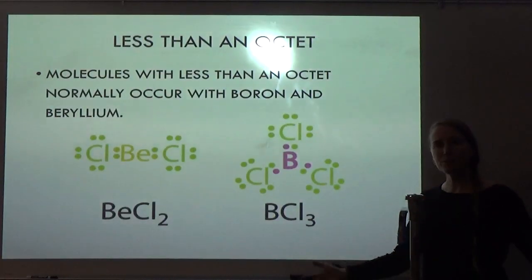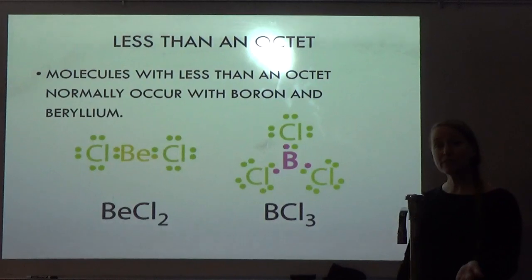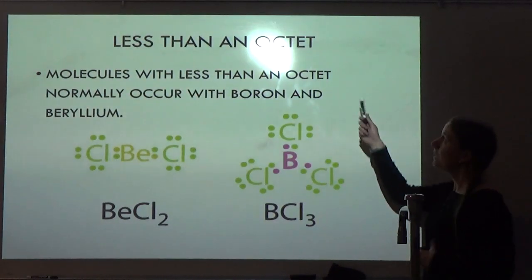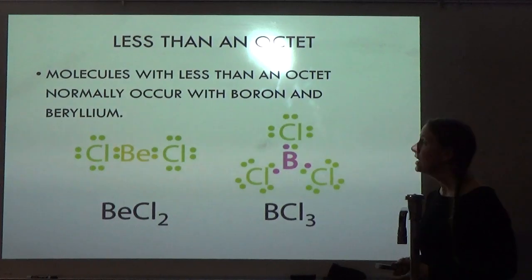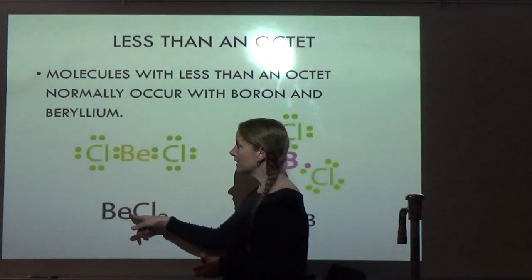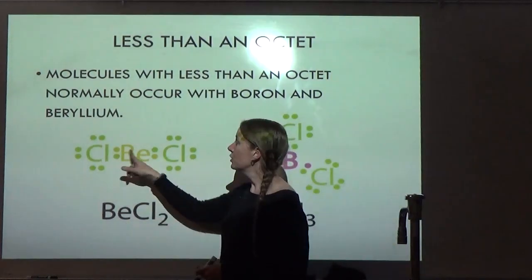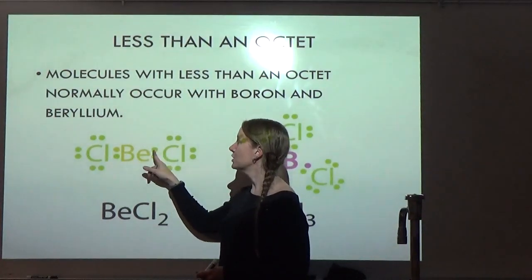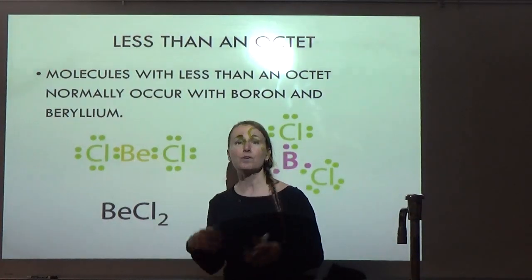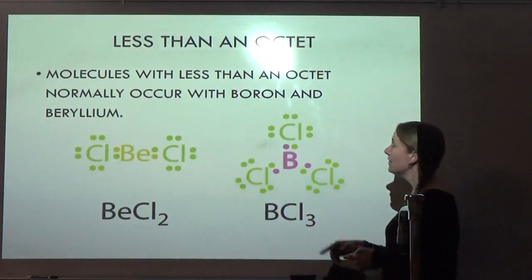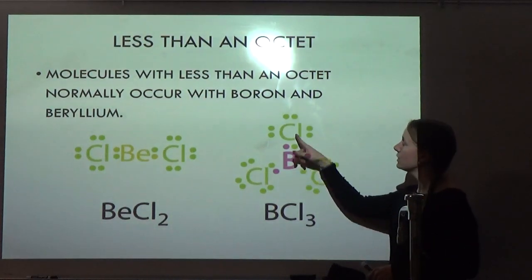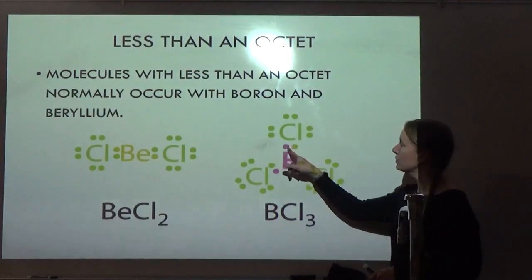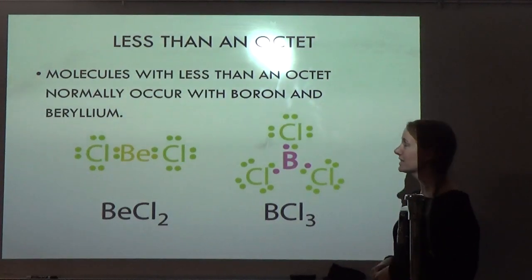All right, so what happens with less than an octet? Remember, we've learned this in honors before. Molecules with less than an octet normally occur with boron and beryllium. Beryllium only has 2 valence electrons, so it can usually only form 2 bonds, and that means it can only surround itself with 4 electrons instead of 8. And boron only has 3 valence electrons, so it usually forms 3 bonds, and it will surround itself with 6 electrons instead of 8.